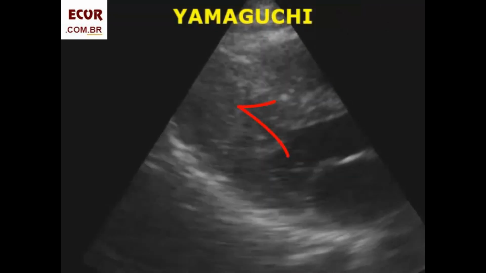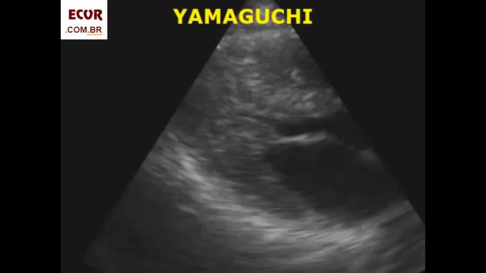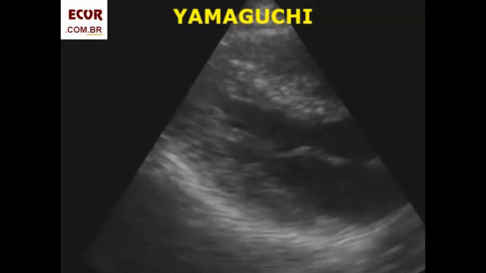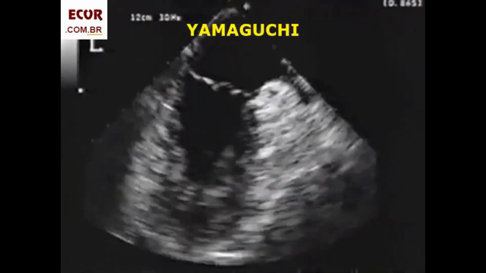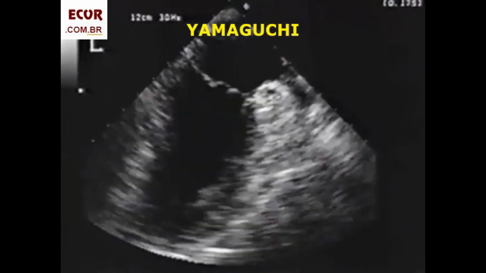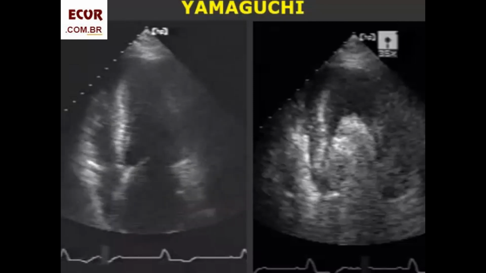This long axis shows how the left ventricular cavity is occluded during systole, only in the apical region. A two-chamber TEE view showing the important hypertrophy only at the left ventricular apex.